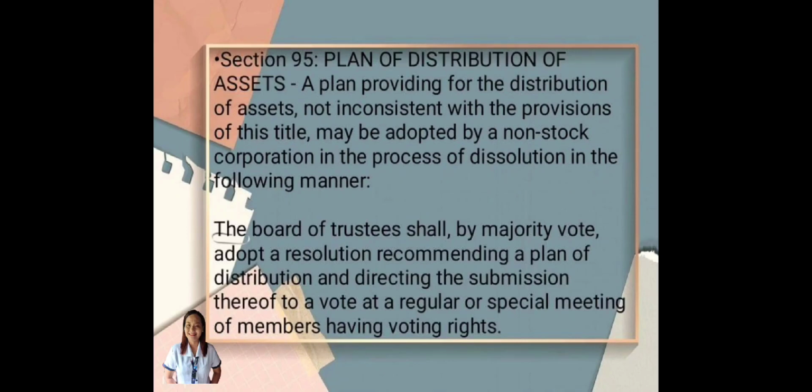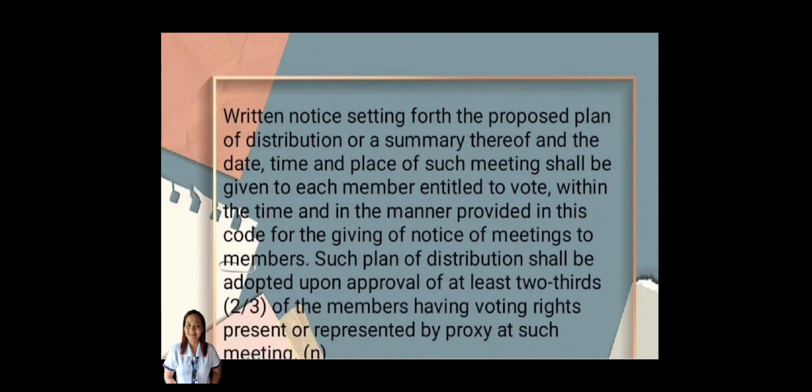Section 95, Plan of Distribution of Assets. They were 15 members. How many is the majority vote? It means 8 votes. Distribution plan is the only thing that we will discuss, having voting rights. Written notice is required because the corporation is dissolved. Non-stock corporation will discuss distribution of assets. Before they distribute, it needs a plan. 15 times 2 equals 30, divided by 3 equals 10 votes of 2/3.